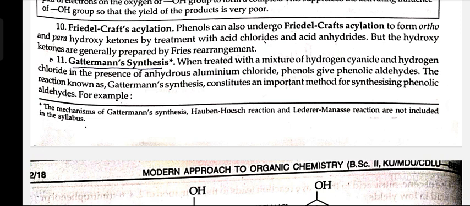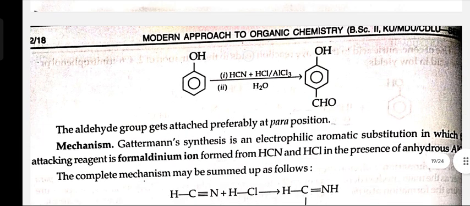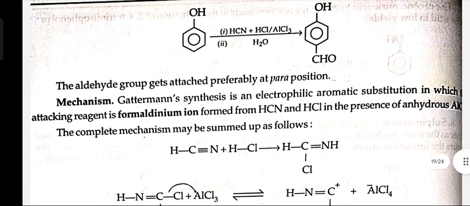Gattermann synthesis. When treated with a mixture of hydrogen cyanide and hydrogen chloride in the presence of anhydrous aluminum chloride, phenols give phenolic aldehydes. The reaction, known as Gattermann synthesis, constitutes an important method for synthesizing phenolic aldehydes. The aldehyde group preferably attaches at the para position.